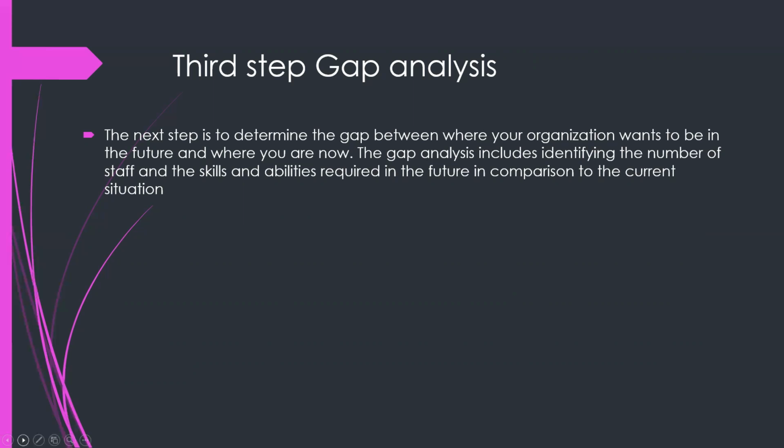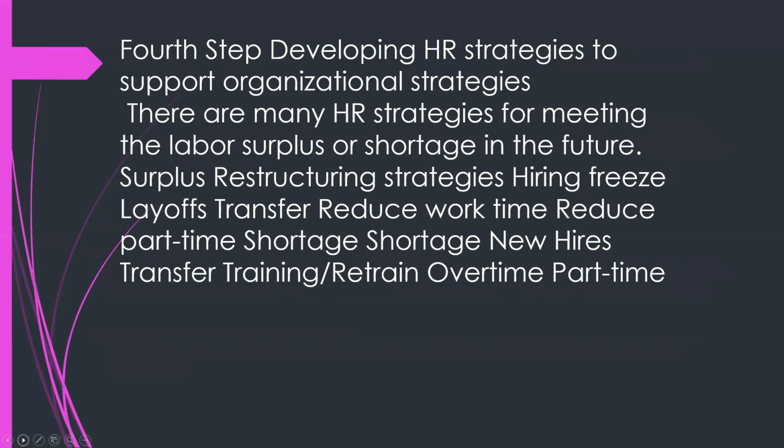With understanding the gap, the next and the last step in the process is developing human resource strategies to support company strategies. There are many human resource strategies for meeting the surplus or shortage in the future. For a surplus: restructuring, hiring freeze, layoffs, transfers, reduced working time, and reduced part-time work. For a shortage: new hires or transfer hiring. So therefore, the company can think of strategies such as collaboration strategies and restructuring strategies.